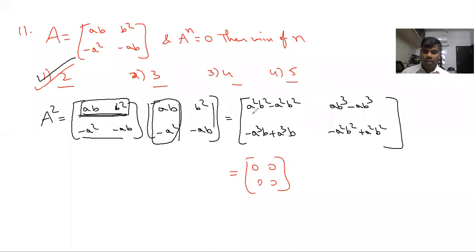You can clearly see that this element is 0, this is 0, this is 0, this is 0. So all elements are 0, and you're getting a zero matrix. So that's why A power n equals 0 for n equal to 2 itself. Of course, A cube is also 0, A power 4 is also 0, A power 5 is also 0, but the least value is 2.